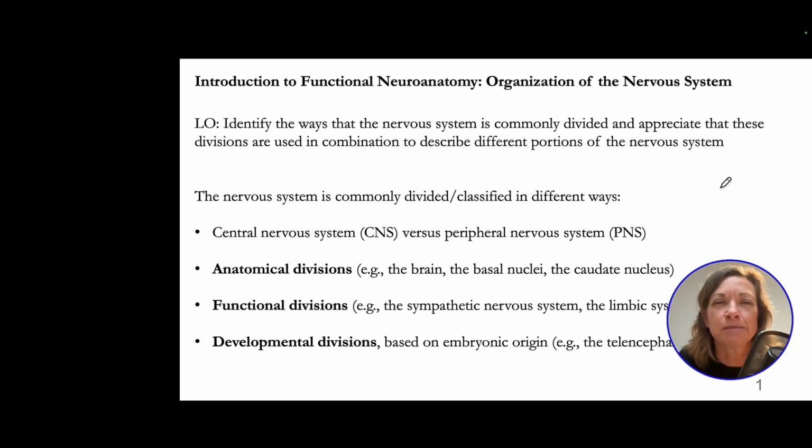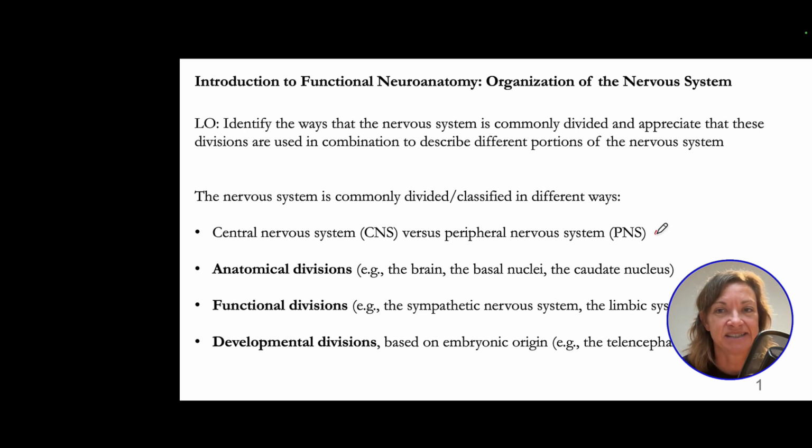So today we're going to talk about how the nervous system is divided into different parts. People like to divide and classify the nervous system in different ways, and we'll talk about those classification systems and how they're used in combination to describe different parts of the nervous system. So the nervous system is commonly divided in a multitude of ways.